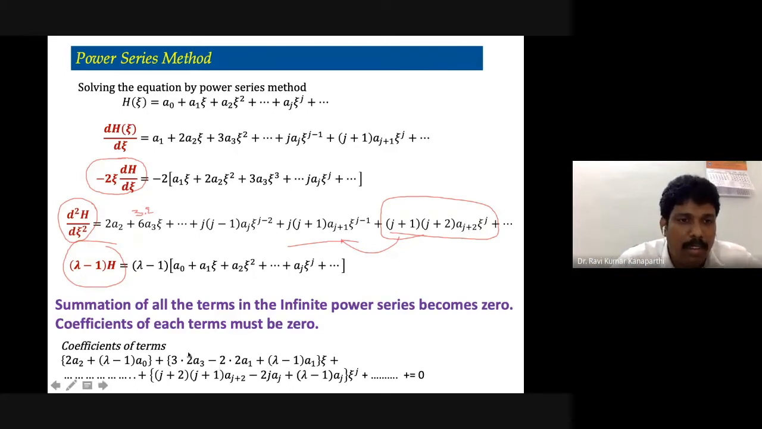For example, I'll just explain very briefly here. So here is the first term. In the first term, this is a constant, right? So 2a2 is a constant. Do you see any other constant in the power series other than 2a2? There is no other term which has a constant other than this 2a2. So that has to be written here. So it is written here.